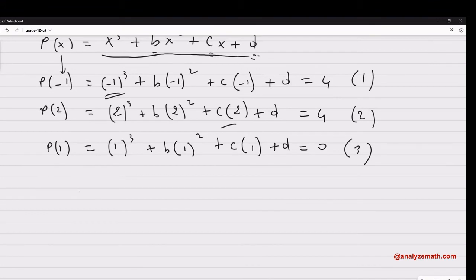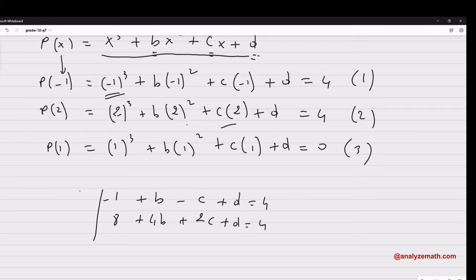We now simplify the equations starting with number 1. So we have minus 1 power 3, minus 1 power 2, and so on. These are written as minus 1 power 3. That gives me minus 1. And then plus b, because minus 1 power 2 gives me 1, minus c plus d equal to 4. And then I will have here 2 power 3, 8, 2 power 2, 4. So 8 plus 4b plus 2c plus d equal to 4.